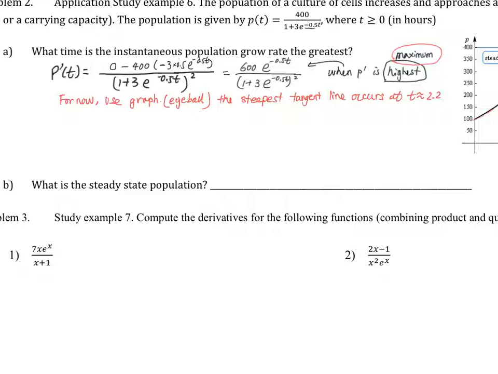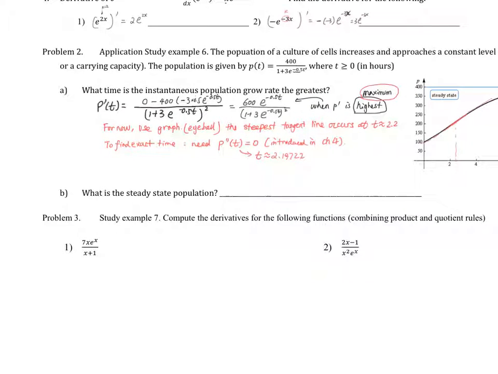Okay. Again, in the future, to find the exact time, we need to find the second derivative and then set that to 0. This will be introduced in chapter 4. Okay, so for now we're going to skip that. Actually, after doing that and solving for t, it is about 2.19722, just for your information. But we are not going to touch that too much at this point.